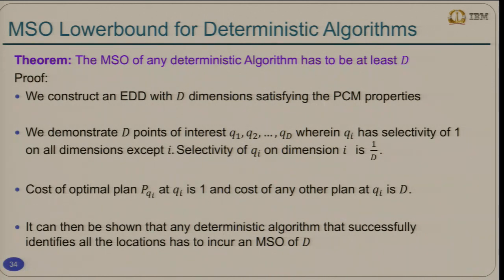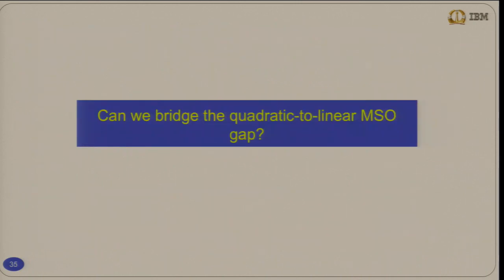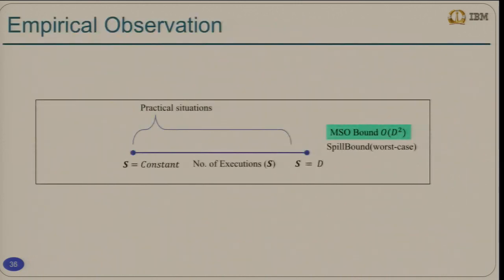And while satisfying all the PCM assumptions, we can actually construct an instance where for each point the optimal plan has only cost 1. I am not getting into the detail of this, but again there is nothing here which surprises a theory audience, except that there is a lower bound for deterministic algorithms, and this technique actually critically uses deterministic behavior. So for randomized algorithms we have no lower bound for what is possible. This I will skip.